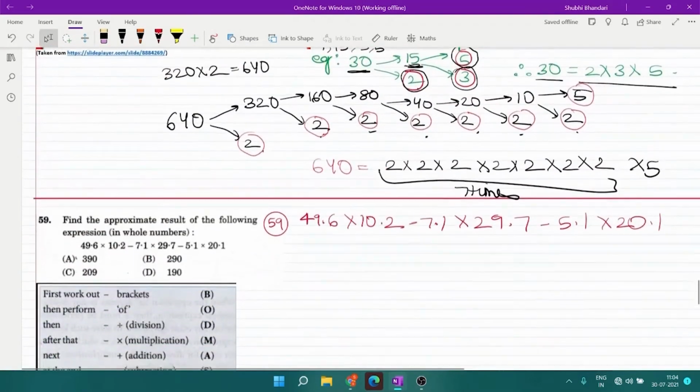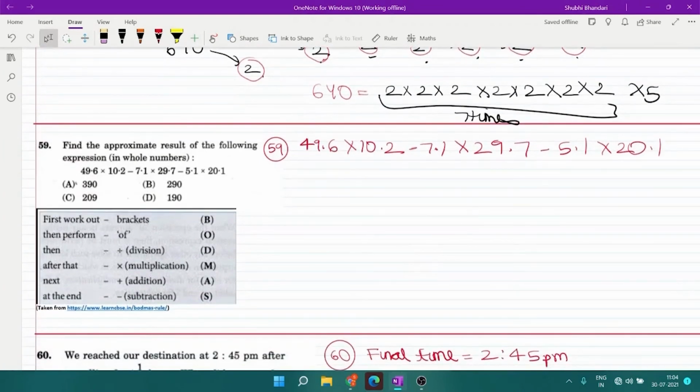Now let's move on to the 59th question. Find the approximate result of the following expression. Now we can see that this expression has decimals. First, let us solve using BODMAS. We can see that there are multiplication and subtraction signs. Since multiplication comes first in BODMAS, we will multiply all the numbers that we see multiplication signs between first. So we see 3 numbers between which we find multiplication signs.